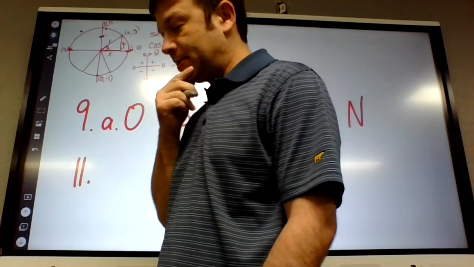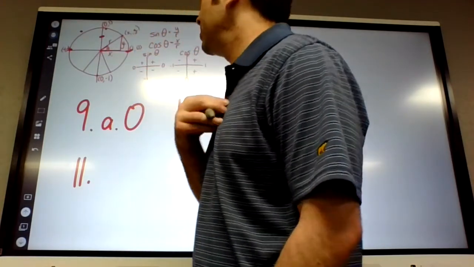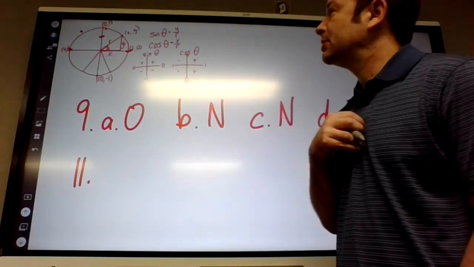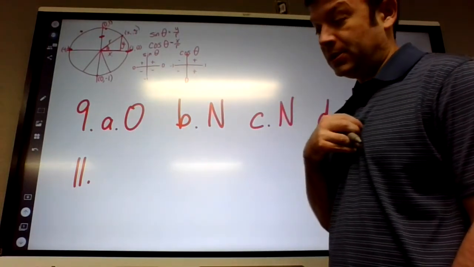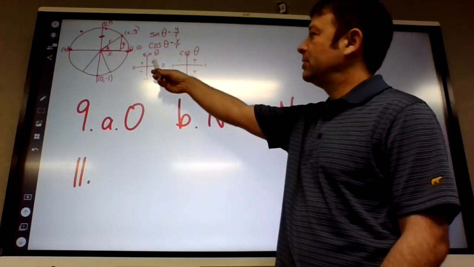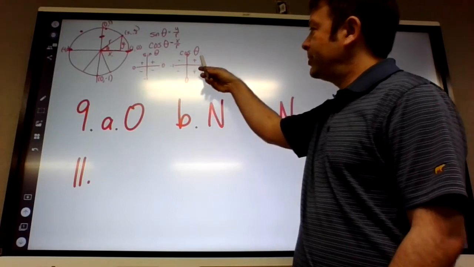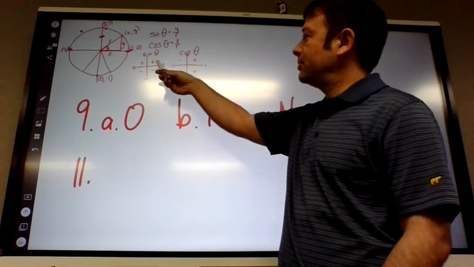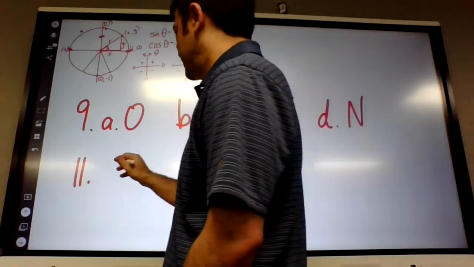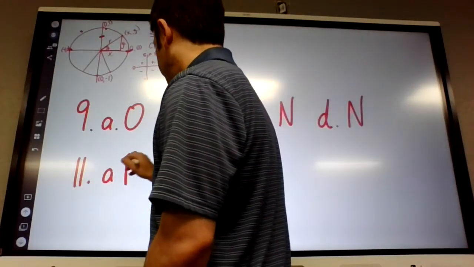Okay, sine of 60. This might be easier because it's angles. What quadrant is 60 degrees in? First quadrant. Is sine positive or negative in the first quadrant? Positive. Actually, both of them are positive in the first quadrant. Both of them are negative in the third quadrant. But yeah, it's positive. P for positive.